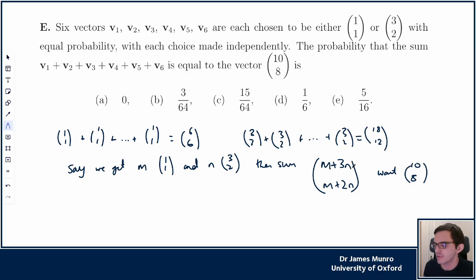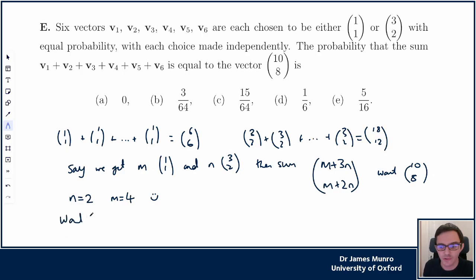I can solve those by doing the difference between those equations. The difference between those equations would give me n equals 2, and then thinking about the top component there, I've got 6 from that 3n, so I want m to be 4. Oh, and good news, those things do add up to 6, so this is possible. It is possible that we could have 4 of them be one thing and 2 of them be the other thing. And I suppose that's what we want.